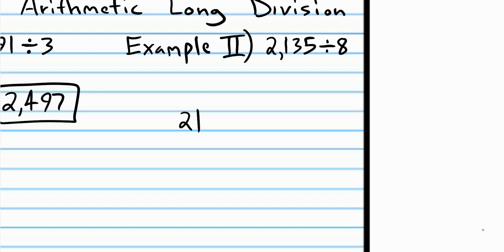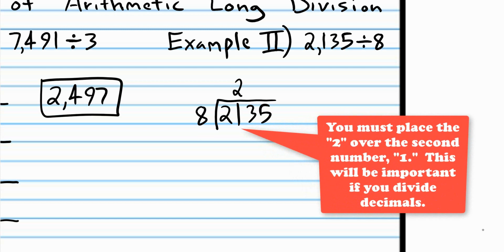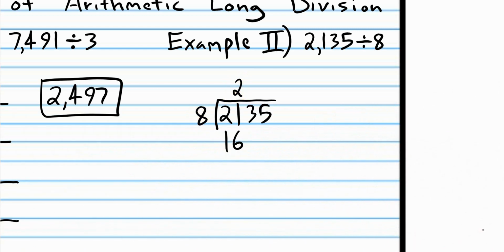Again, we're going to write the dividend and put an L over it and the divisor. And we're going to ask how many times does 8 go into 2? Now in this example, 8 doesn't go into the first number. So we're then going to ask how many times does 8 go into 21? And it goes 2 times. That's step number 1 of cycle 1. Step number 2, multiply 8 and 2, and we get 16. That's step number 2. Step number 3, subtract 21 and 16, and we get 5.